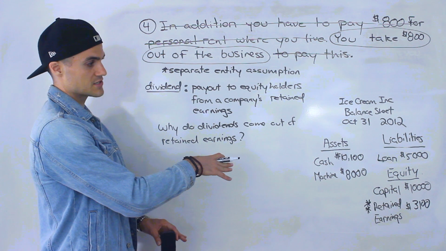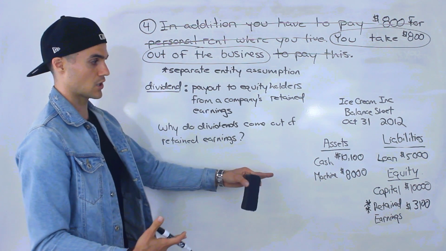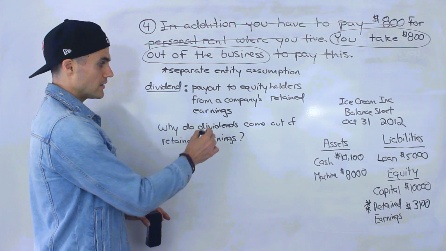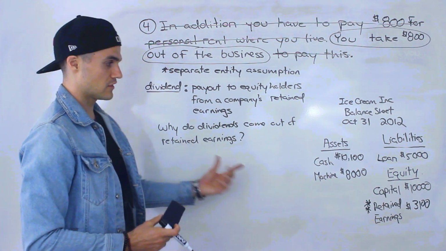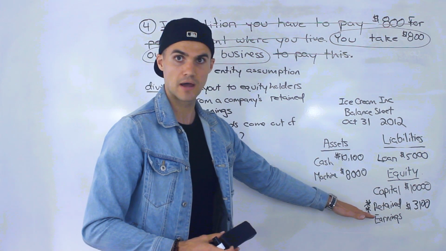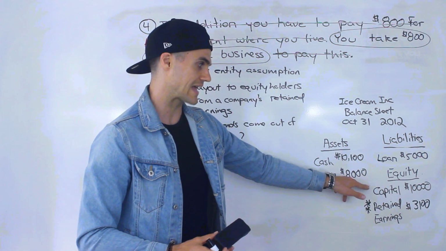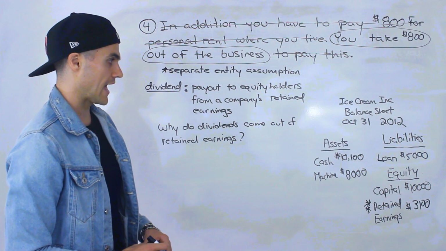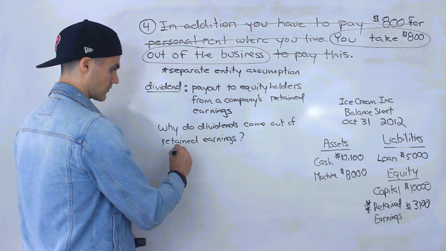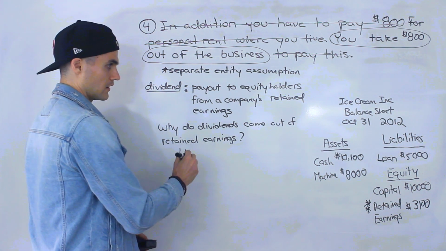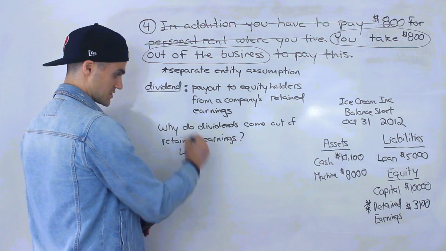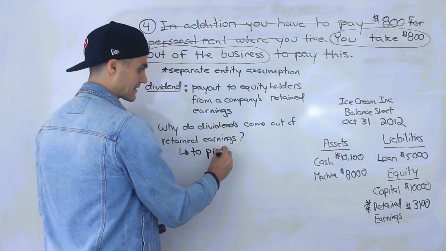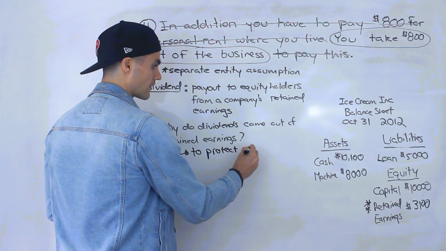Now notice how there's an interesting scenario, an interesting question that arises from what we just did. Question is, why do we have to pay dividends out of the retained earnings? Why did the dividends come out of the retained earnings? Why couldn't they come out of this capital account here under the equity section? And it's a good question, and I'm going to answer it briefly here. The short answer, if you ever see something like this on your tests, it's to protect creditors.